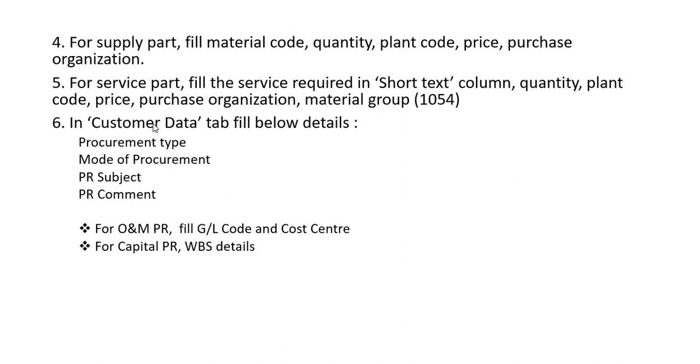These are the different types of data we need to fill in a PR, that is material code, quantity, plant code, price, and purchase organization. For the service part, we fill service required in the short text column, its quantity, plant code, price, purchase organization and material group. There is a customer data tab in the PR header.